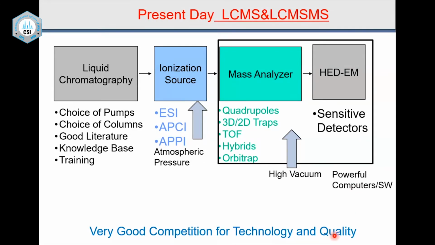You have very good competition for technology and quality. So today, the mass spectrometers that are sold to you are all very good. They will do the job that you want to do, and there is no excuse for saying that I don't have the equipment, so I am not able to do it. That excuse is no more valid. So let's see how we move forward.